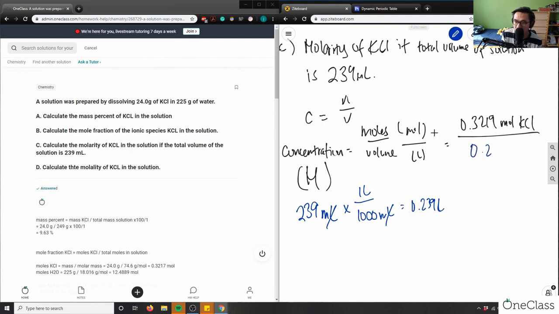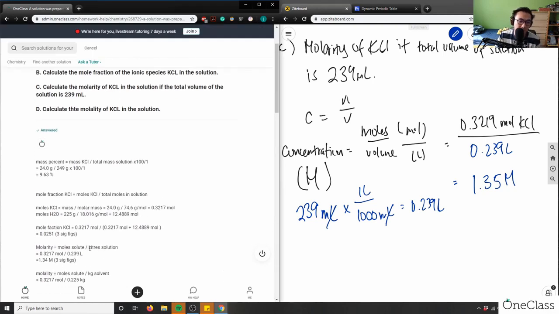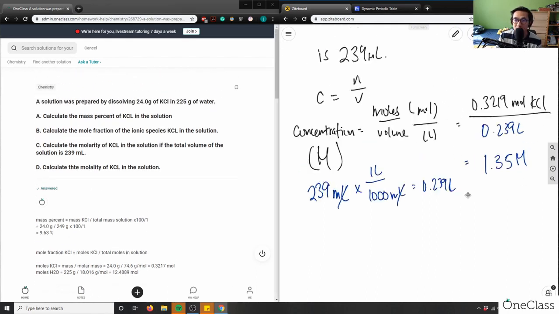So we plug in 0.239 liters, and we get the molarity of potassium chloride, which is 0.3219 divided by 0.239. Doing this in 3 significant digits, we get 1.35 molarity as our final answer. Let's check our work. It says molarity is moles of solute over liters of solution. It should say total solution here, but I'll forgive that. 0.321937, almost the same, 0.239 liters, good. 1.34, 1.35, awesome. So that was part C, which is great.